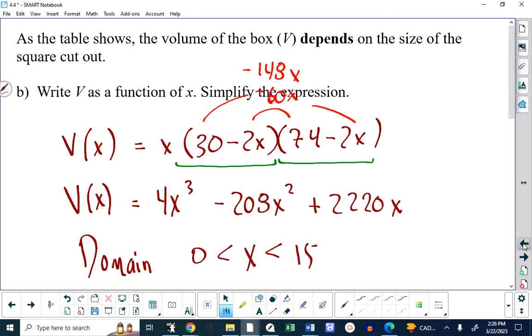First of all, if you're going to get a volume, you need to have a length that you're cutting out. You can't cut out 0. You can't just look at the piece of paper and expect to have a volume. And why is it that we can't even reach 15? We can get close to 15 but not reach 15. Because once you cut out 2 boxes the size of that, it will completely negate the width, which means it will be a 2-dimensional shape.